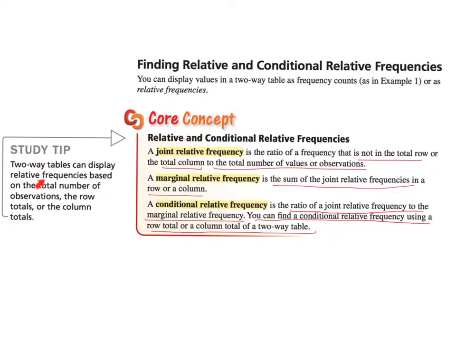Study tip. Two-way tables can display relative frequencies based on the total number of observations, the row totals, or the column totals. This is confusing, I'm not going to lie. It's not hard, it's just confusing about what it all means. So let's start with joint and marginal relative frequencies.